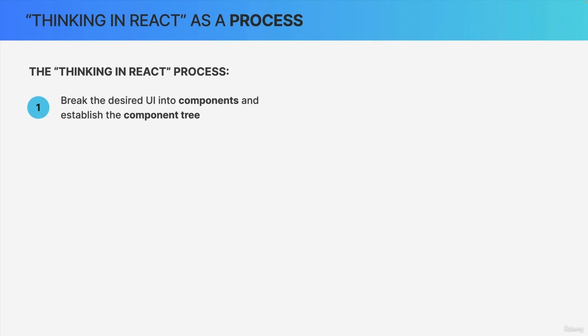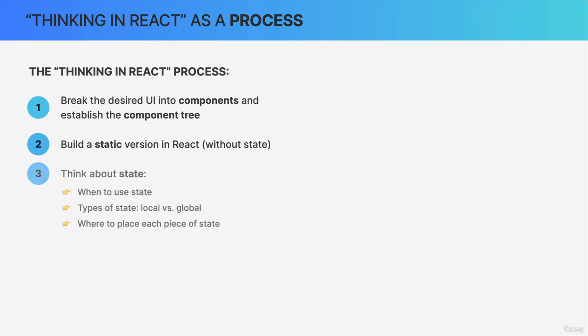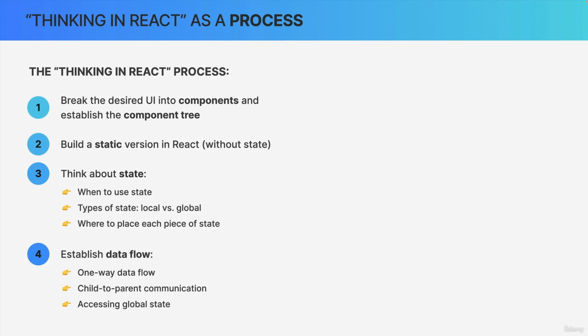After that, we can start by building a static version of the application, so without any state and interactivity. And this is great, because by doing this, we do most of the coding up front before having to worry about state and interactivity. That part comes next, so in step 3, where we think about state. So here we decide when we need state, what types of state we need, and where to place each piece of state. Then, finally, we think about establishing how data flows through the application.